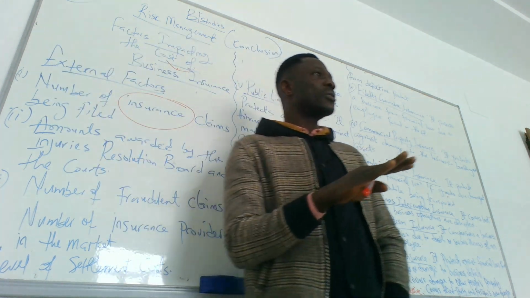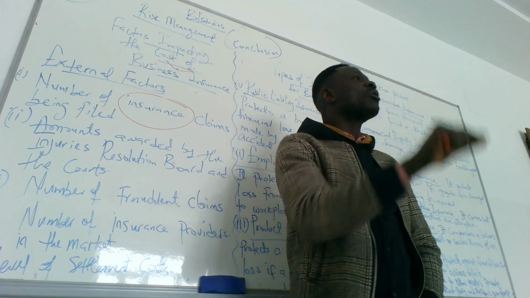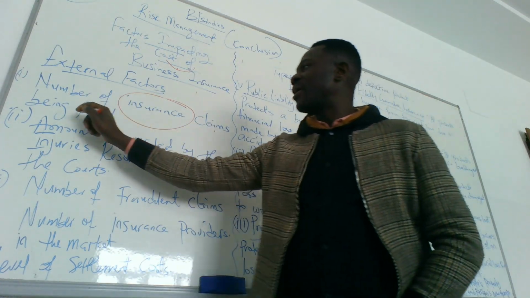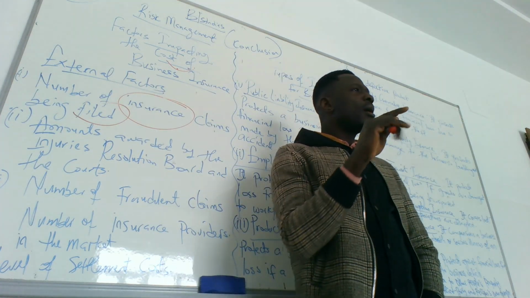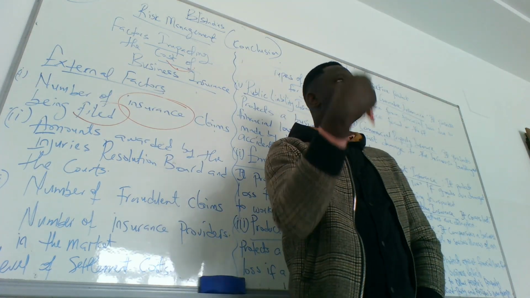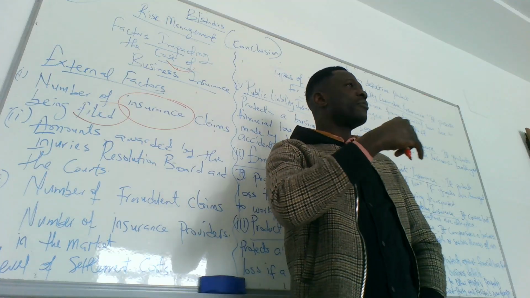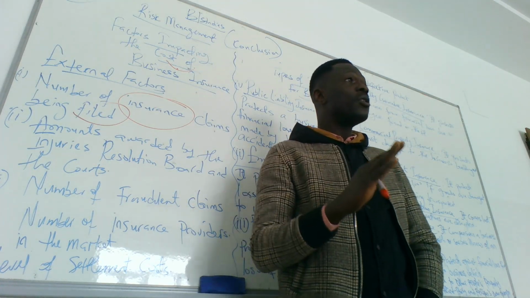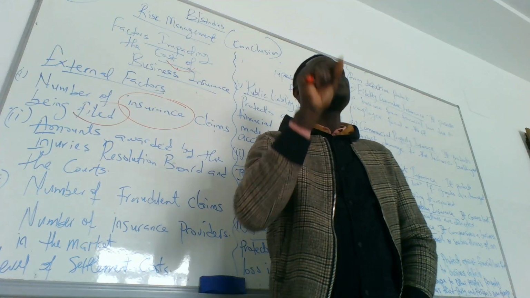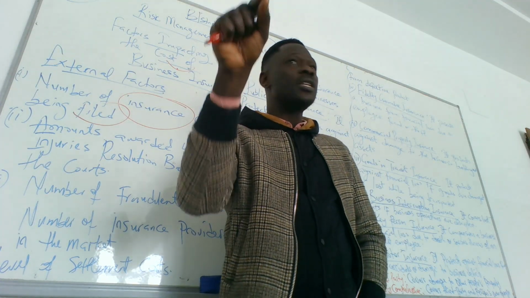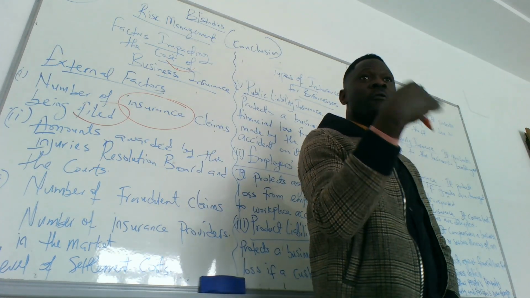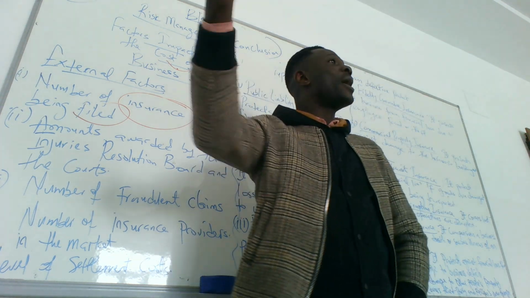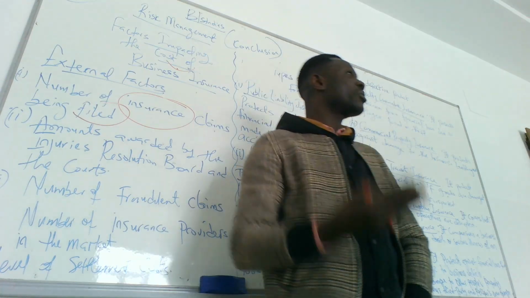So what are those factors that decide the cost of your business insurance? The first one is the number of insurance claims being filed. You have property insurance, you have motor insurance, you have key person insurance. Different insurance policies will determine the amount of money you spend, because for each policy you have to pay a certain amount of premium. So the number of insurance policies you file for will determine your cost.